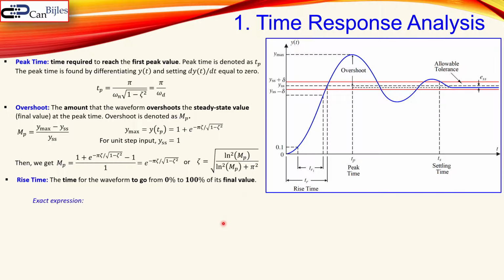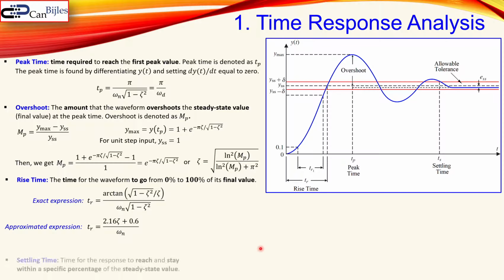And the formula here in exact form is given by this. Again, I will leave the details out, but this is what you can use. You see here arctangent, again the zeta and omega n. But you can also use the approximated expression, which goes faster, and most of the time for most cases is good enough. That is this expression. So Tr is then given by this. Again, zeta and omega n is there.